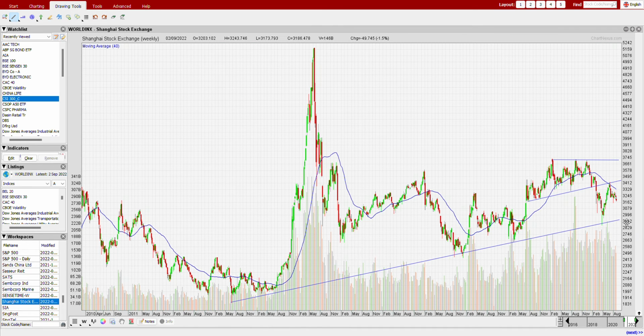But you can see that this long-term uptrend line for the Shanghai Stock Exchange, if it hits this, then we might see a rebound. Okay, so for those who are investing, this is where you can collect more of the Chinese stocks. But if you are looking for some quick money, there's nothing here at this point in time.